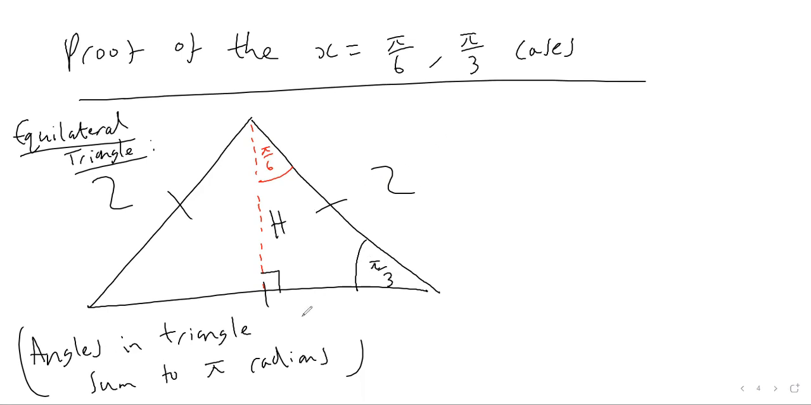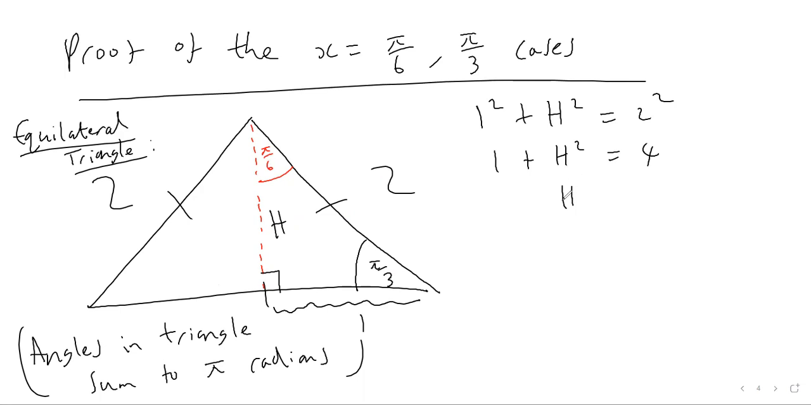So using Pythagoras, the base here is obviously going to be 1, because we chopped our triangle in half. The hypotenuse of this triangle must be 2, because we have an equilateral triangle. So we've got 1 squared plus h squared equals 2 squared. So 1 plus h squared equals 4, so h squared equals 3, so h equals root 3. So our height is going to be root 3. Let's add that in there.